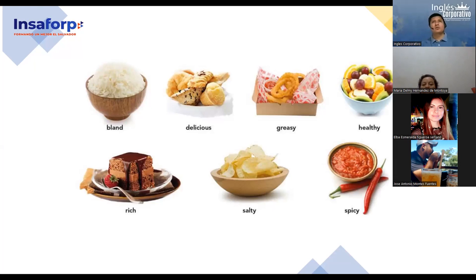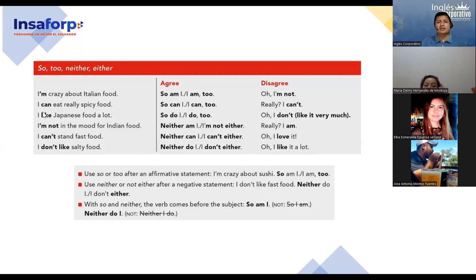Okay. So what I want you to do is tell me one example, like this one, for example. If you see here, this is my opinion, right? This is my expression. You can say, oh, I'm crazy about Italian food. Then somebody may agree, or somebody may disagree with you, right? So you can say, so am I, or I am too, or I am not, yeah?